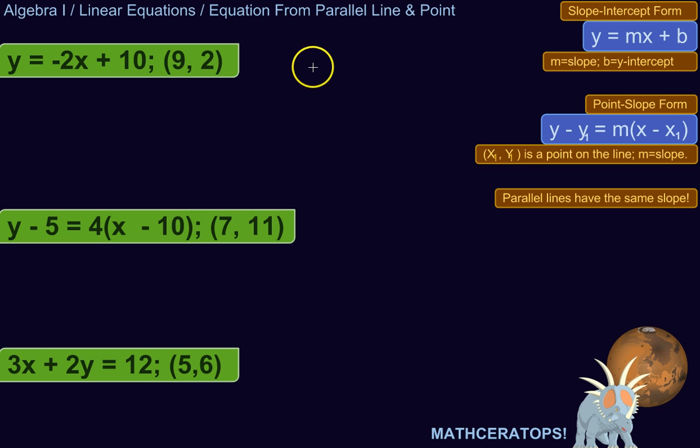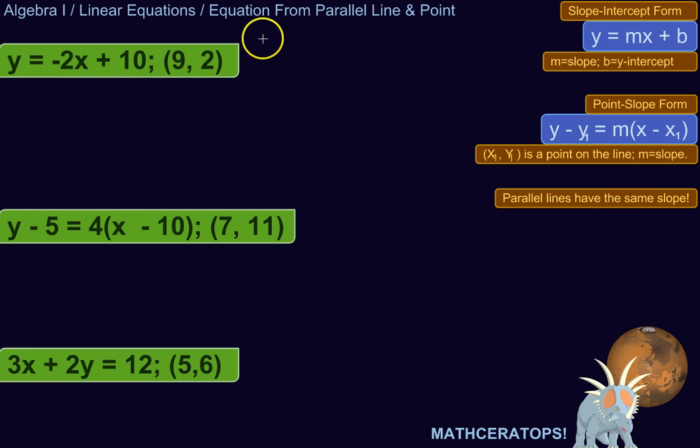Alright, so the exercise we want to do right now is: if we're given the equation for a line, and we're given a point on another line, what is an equation of a line that's parallel to the first line and includes that point? All right, so let's kind of back up here.